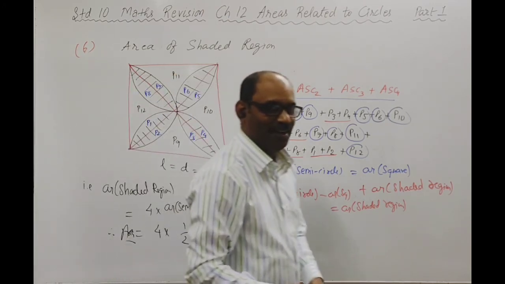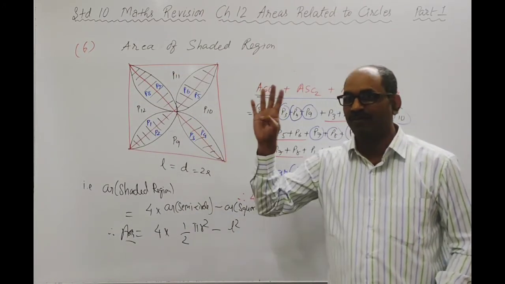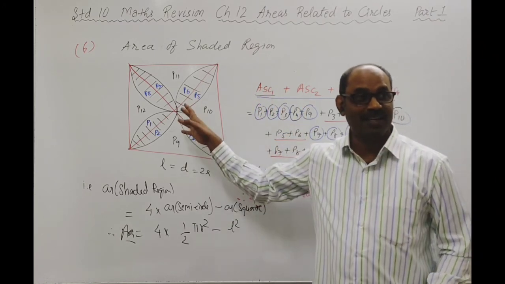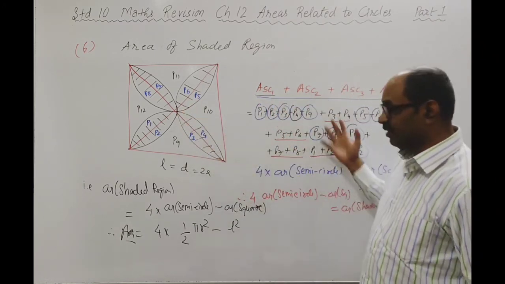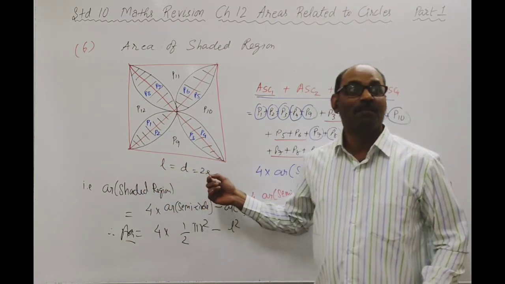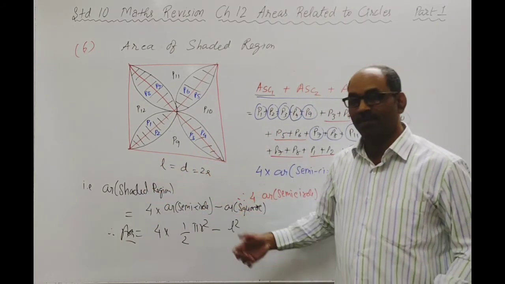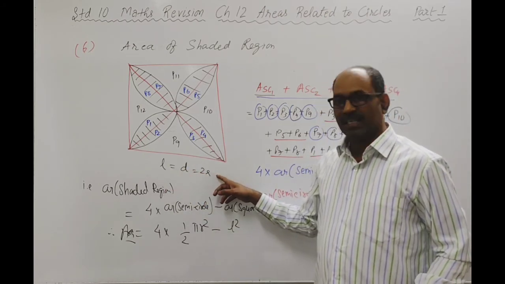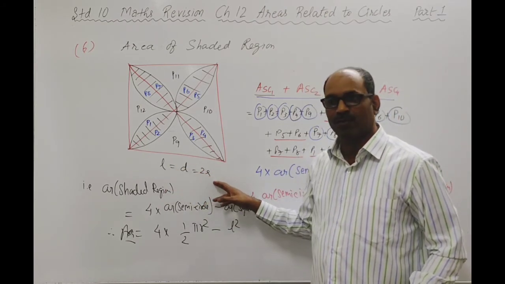Area of shaded region. Now this shaded region is formed by 4 semicircles and 1 square. So what is the area of the shaded region? How do we get it? We have seen it: 4 times the area of a semicircle minus the area of the square. See the formula now. And what is the relationship? Length is equal to 2r. If the radius is 4 centimeters, you can say the length is 8 centimeters.